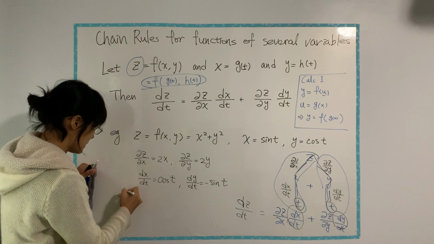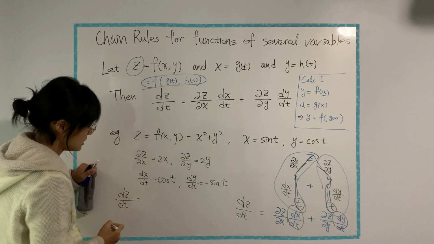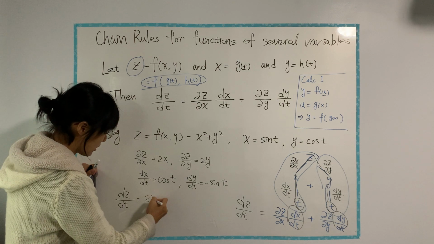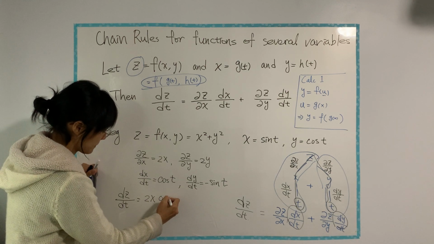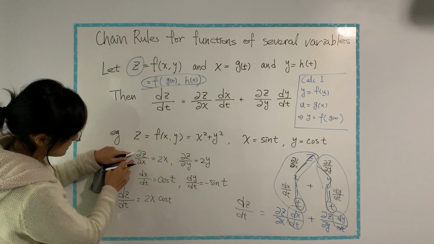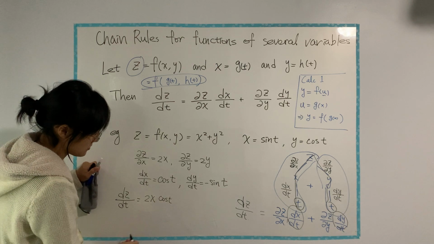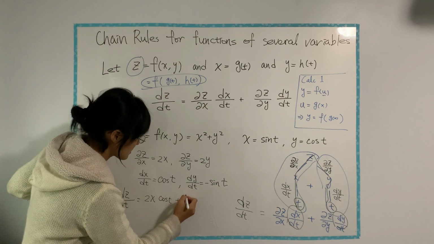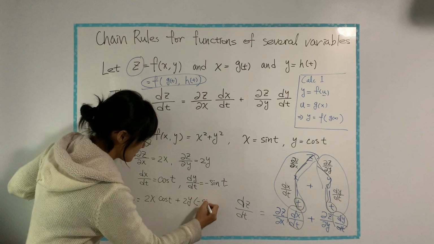So I have dz/dt equals 2x times cosine t. dz/dx is 2x, dx/dt is cosine t. So 2x times cosine t plus 2y times sine t.